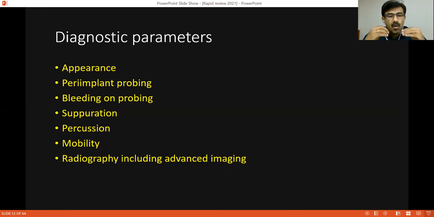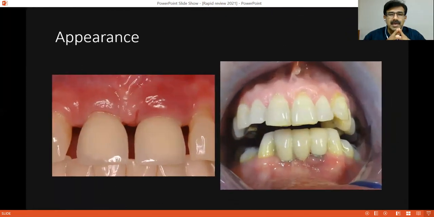Now, how will you diagnose the case of periimplantitis? There are different parameters by which you can diagnose, and that is exactly what we are going to discuss one by one. One is appearance. Most of the time, an early periimplant lesion is discovered by chance, maybe as a result of a slight change in color, as you see here, then slight enlargement may be there, associated with bleeding and probing.